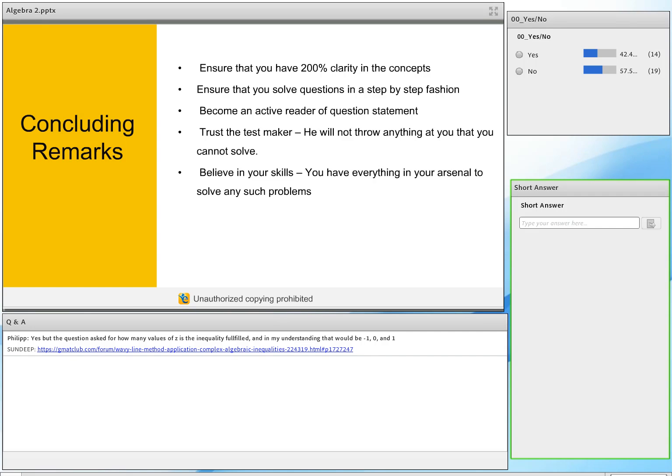The last thing, which is a very important thing, is that you need to believe in your skills. You have everything in your toolkit to solve any of the problems that are going to be asked on the GMAT. Okay, have that level of confidence. So trust not just the test maker, but also yourself.